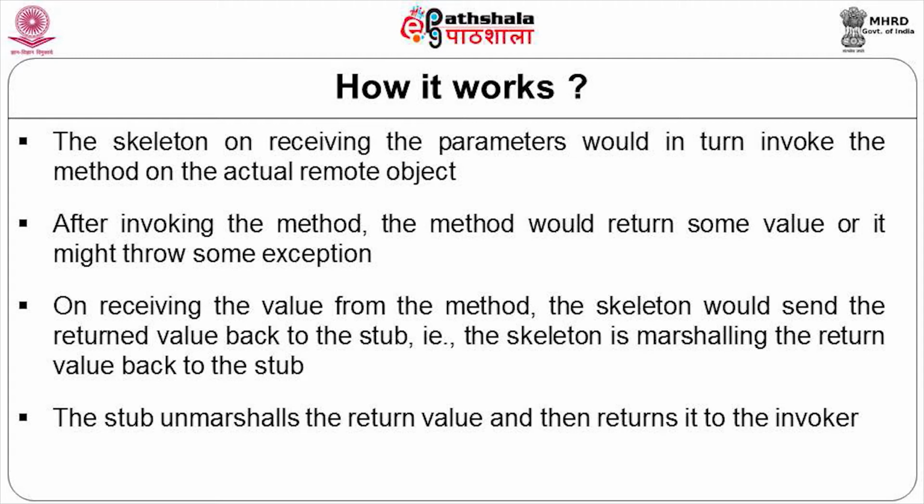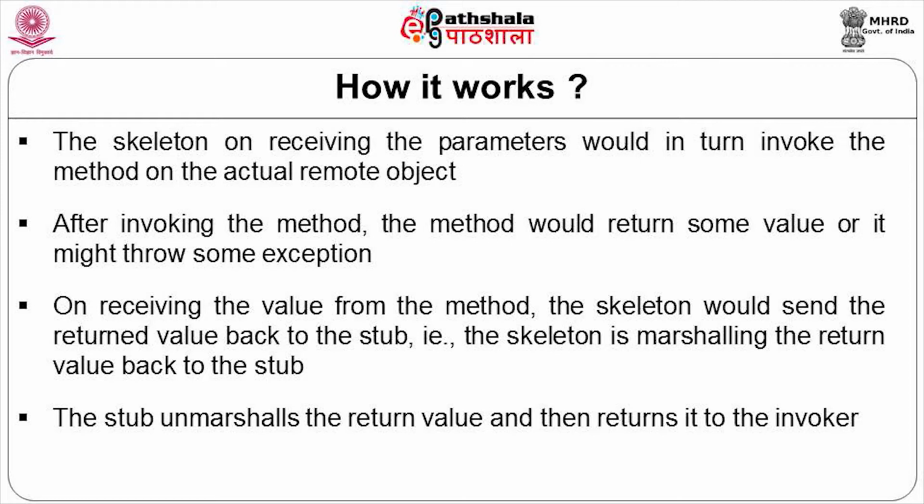Now once the marshalling of parameters is done and unmarshalling is done, the skeleton, as a next step, on receiving the parameters, would in turn invoke the method on the actual remote object. After invoking the method, it would return some value, or it might throw an exception. If it returns a value, what will be done by the skeleton on receiving the value from the method? Whatever is the return value of the method, the skeleton is then going to send the returned value back to the stub.